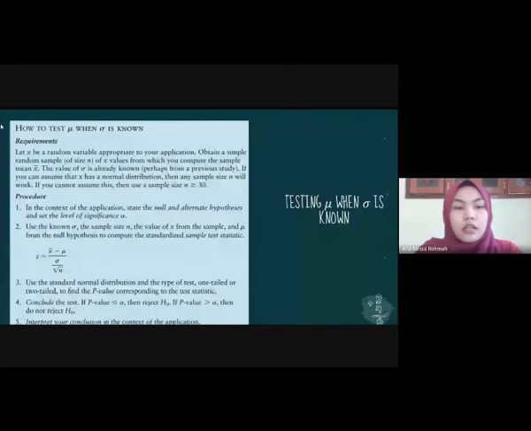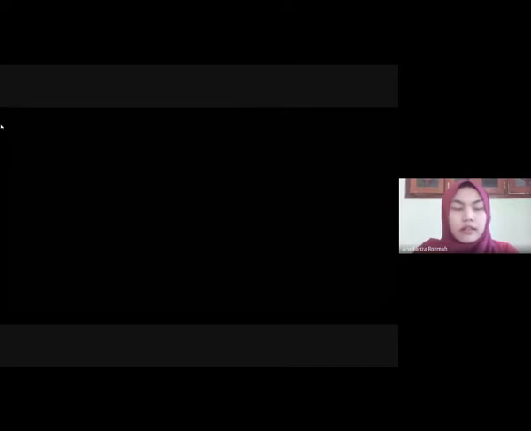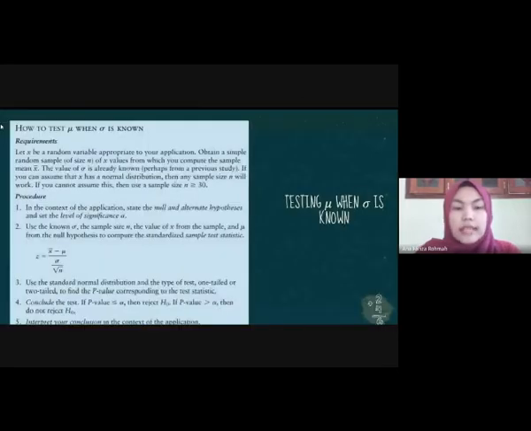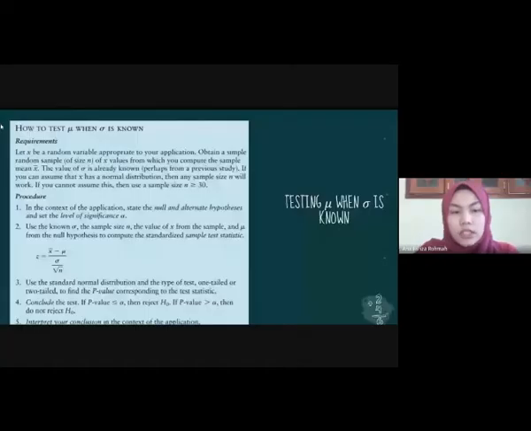And the third is use the standard normal distribution and the type of test, one tail or two tail, to find the p-value corresponding to the test statistic. And the fourth is conclude the test. If p-value is less than or equal to alpha, then reject the null hypothesis. If p-value is greater than alpha, then do not reject the null hypothesis. And five is interpret your conclusion in the context of the application.